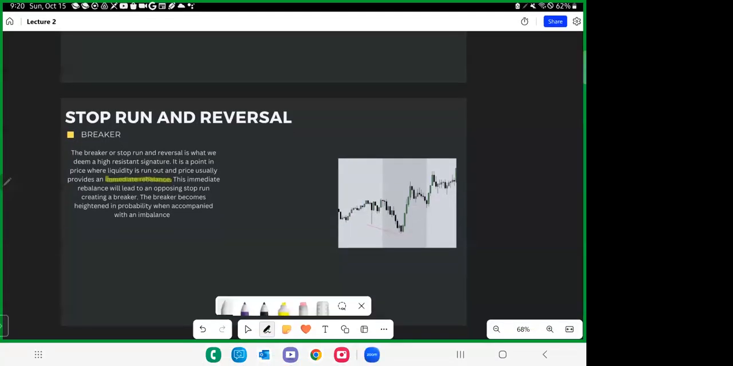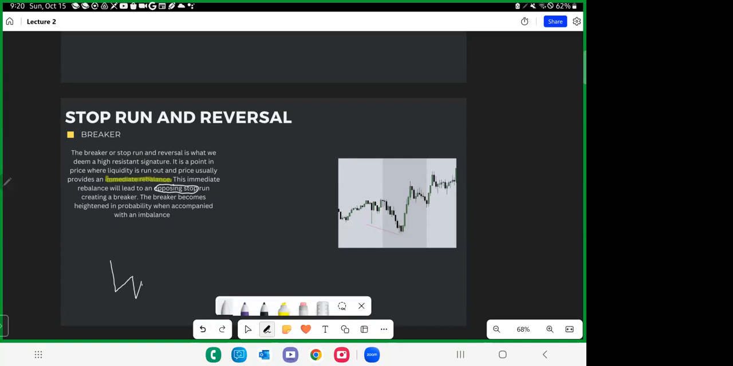All right, let's imagine price is here. We create that low, we run that low, and then shortly after running that low, we immediately trade back in the range. This is more characteristic of an opposing stop run. So it all points back to how price leaves the range. An immediate rebalance is more characteristic of an opposing stop run, right? That opposing stop run meaning the stops at the opposite end of this little range here.